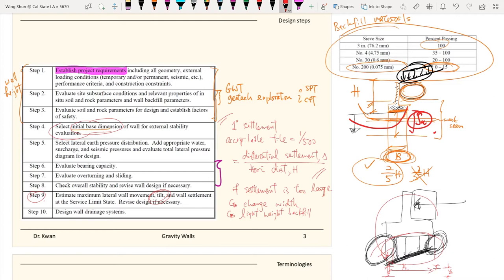That may help. Because now you're using a lighter backfill material, so you will be reducing the loading on the subgrade soil, so it may help you to reduce the settlements.